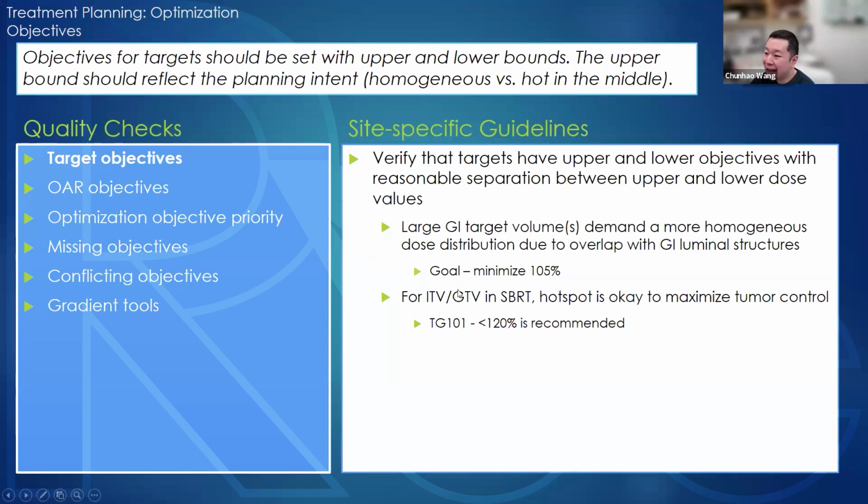But if we are treating SBRT, for ITV and GTV, usually the hotspot is okay to maximize tumor control, and sometimes it's actually favored by the physician to burn the ITV and GTV when they are central. However, even if we are okay with the hotspot, according to the TG 101 guideline, less than 120% hotspot is recommended.